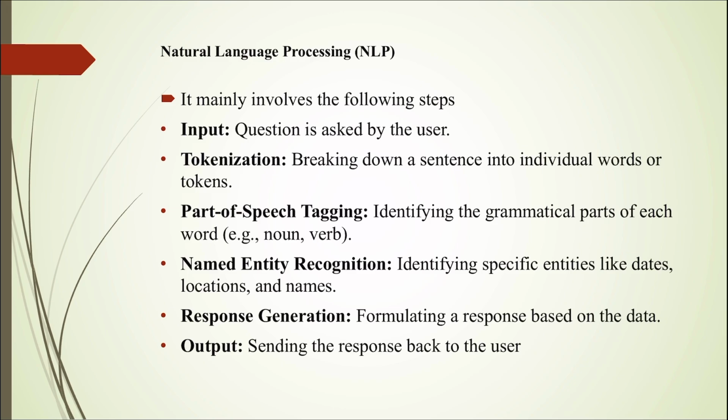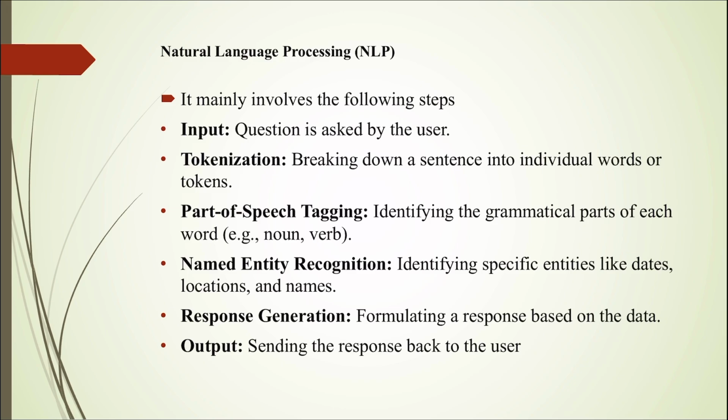Next step is named entity recognition. Here, specific entities like dates, numbers, locations, and names are identified. These 3 main steps are the part of natural language processing, that is tokenization, part of speech tagging, and named entity recognition. And now after these 3 steps, the response generation process begins.